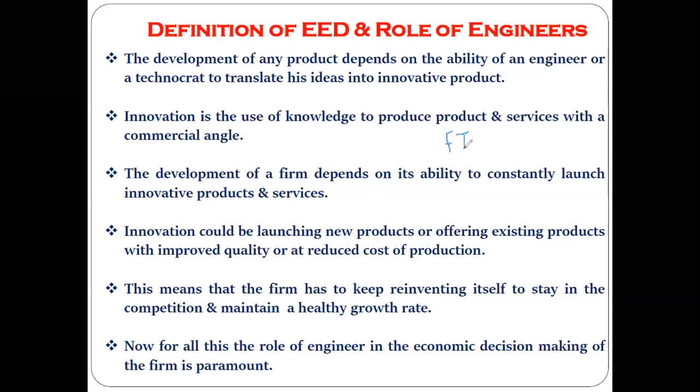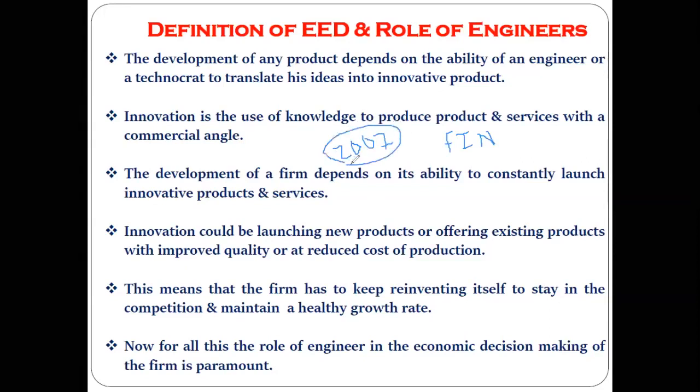Now if you consider the period of 2007-2008, if you search about the situation of Nokia, out of 100 people, 80 people were having Nokia mobiles. How many? 80 people out of 100. From this you can consider what was the situation of Nokia in 2007.